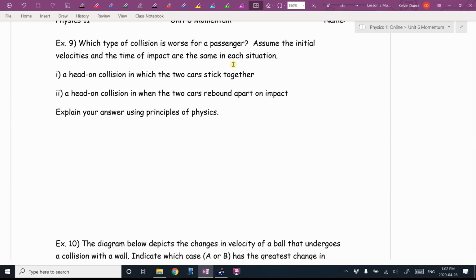So you're going to vote. Are you ready? So situation number 1, a head-on collision where the cars stick together. Who says, oh, that's way worse because they came to a stop? Who says that? Put your hands up. Okay.